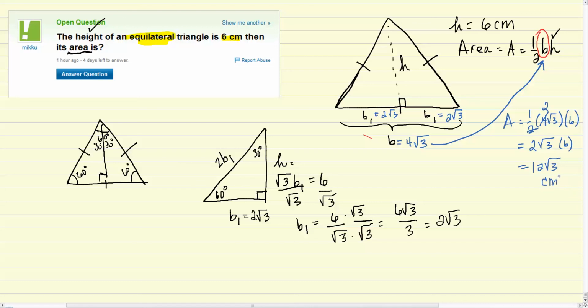And our units are centimeters, so our area is in square centimeters. So the answer to our problem is that the area is 12 square root of 3 square centimeters.